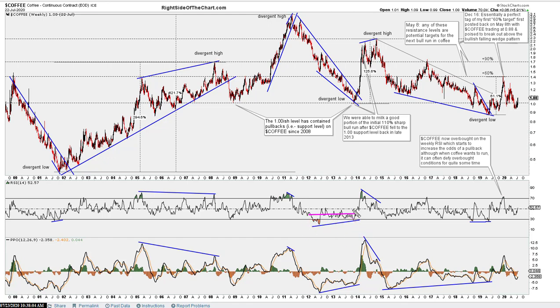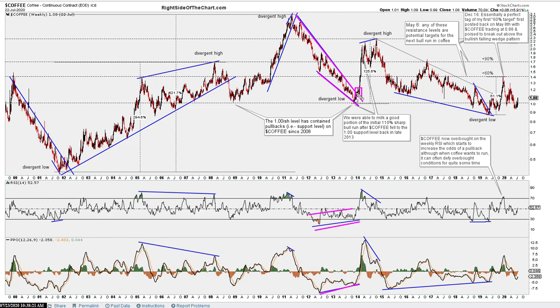Wait till the next divergent low sets up. That's right here. I kind of missed that line there. There's your bullish divergence. Nice, clean, well-defined downtrend line, bullish falling wedge. Hard to miss buy signal right there. Boom. And I would venture to say we were in coffee at that time.